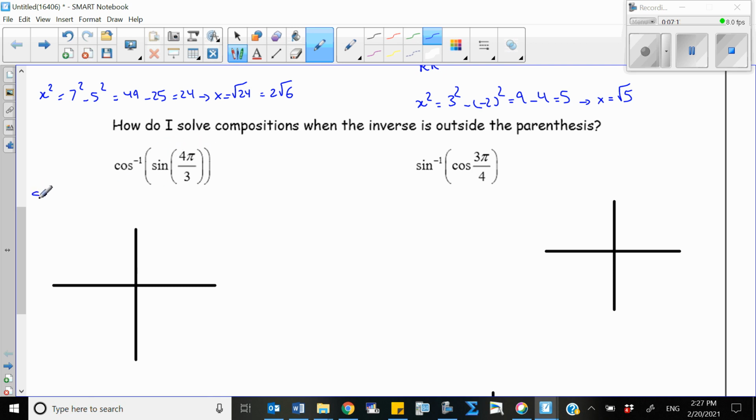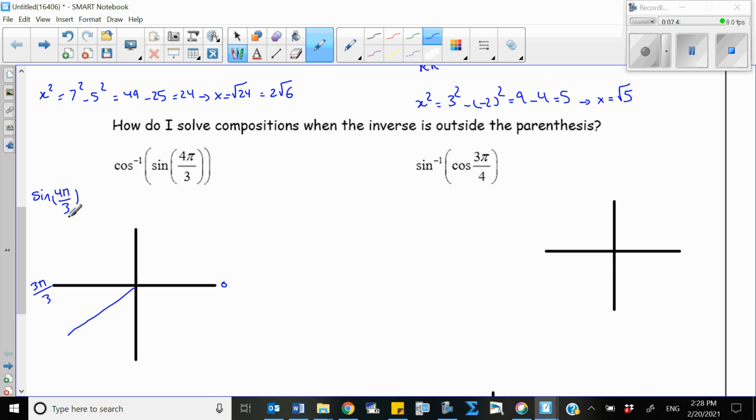So first of all, I need to find what is sine of 4 pi over 3. How do I find this? First, find the angle. Where is the angle located? Well, this is 0 and this is pi. Because the denominator is 3, I'm going to change this to 3 pi over 3. Now, 4 pi over 3 is a little bit after 3 pi over 3, so it's going to be here.